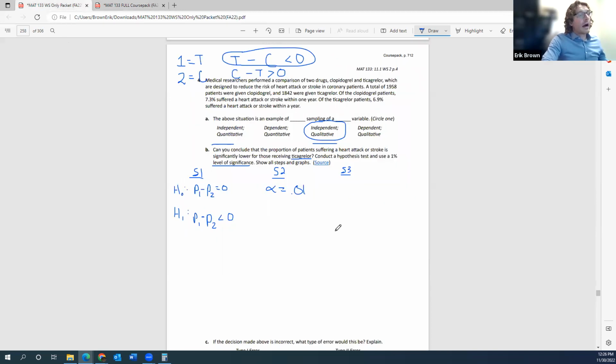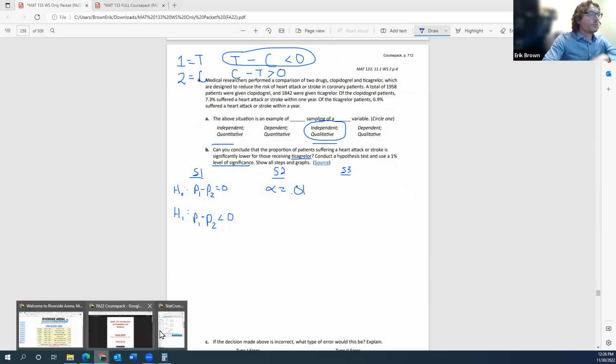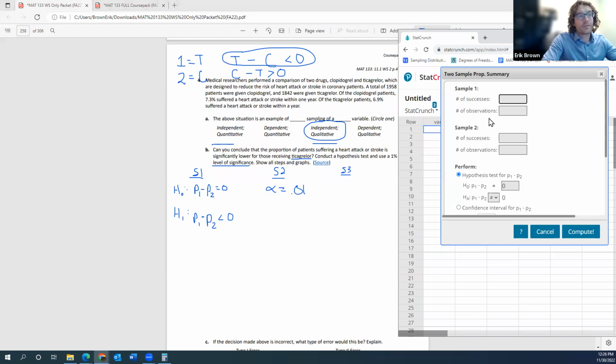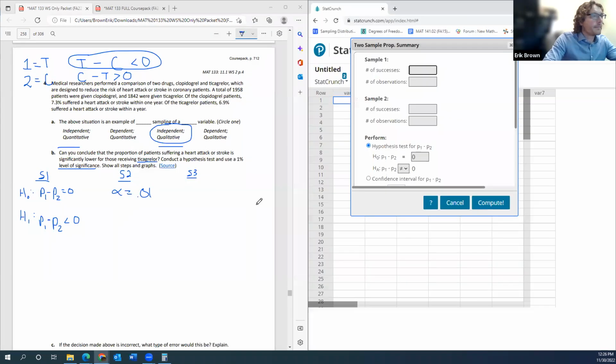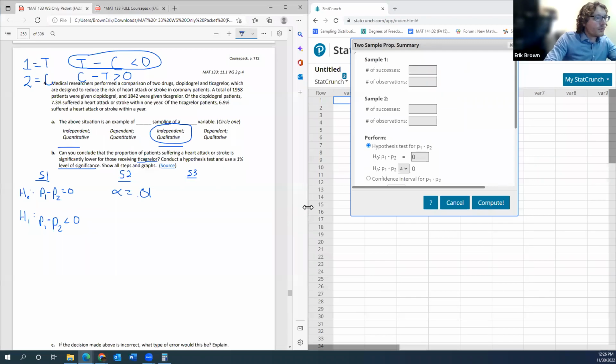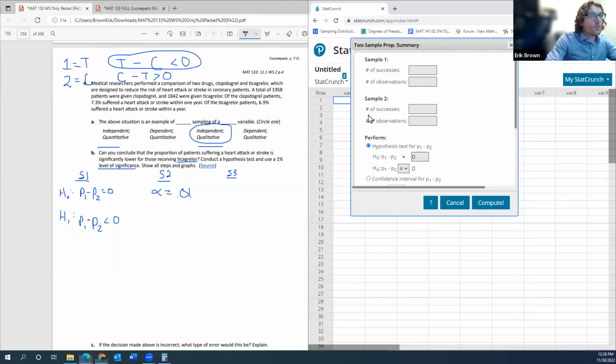So what I would encourage you to do is write down what you have to write up in here. Right. So we need X1 and N1.